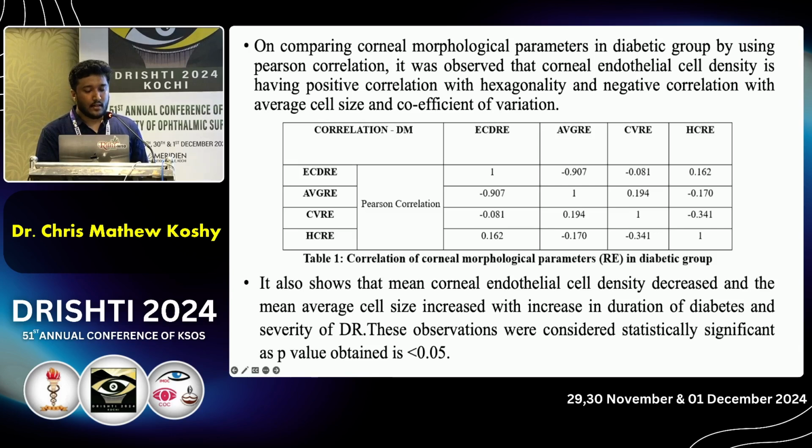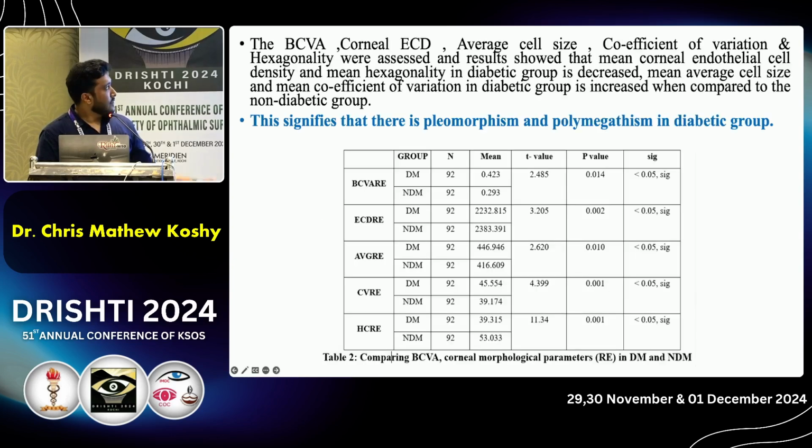These observations were considered statistically significant as the p-value obtained is less than 0.05. The best corrected visual acuity, corneal endothelial cell density, average cell size, coefficient of variation, and hexagonality were assessed, and results showed that the mean corneal endothelial cell density and mean hexagonality in the diabetic group is decreased, and the mean average cell size and mean coefficient of variation in the diabetic group is increased when compared to the non-diabetic group. This signifies that there is pleomorphism and polymegathism in the diabetic group.